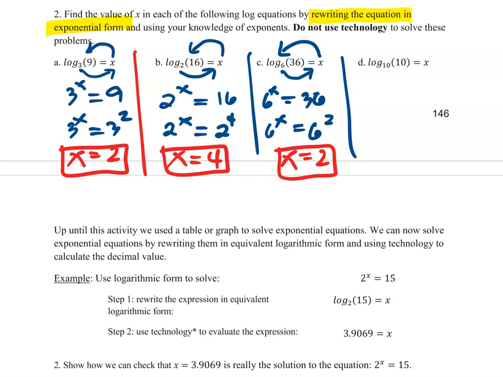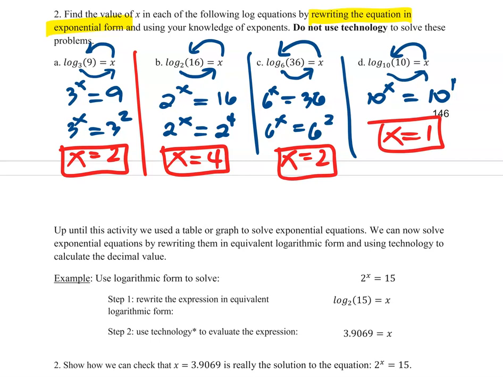And letter D, log base 10 of 10 is equal to x. So we can write this as 10 to the power of x is equal to 10. 10 raised to what number is equal to 10? Yes, the exponent here is 1. So x is equal to 1. Very good.